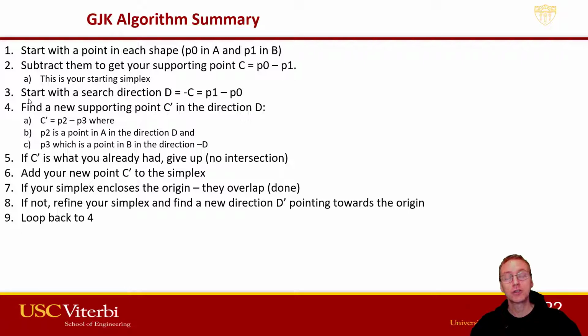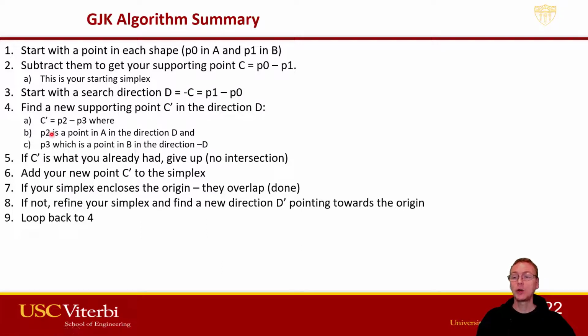We will need a new search direction now to search for the additional point. We simply want to take C towards the origin. So towards the origin just means minus C. That will be our new search direction. We will now try to find a new supporting point. We'll call that point C prime in the direction of D.